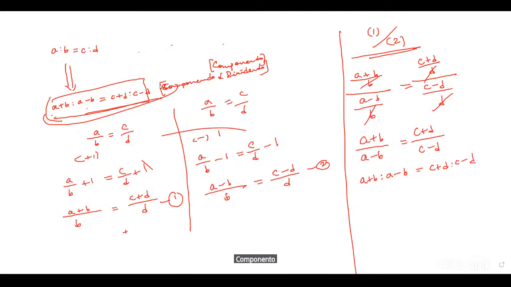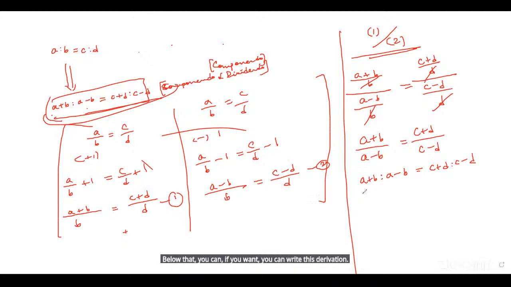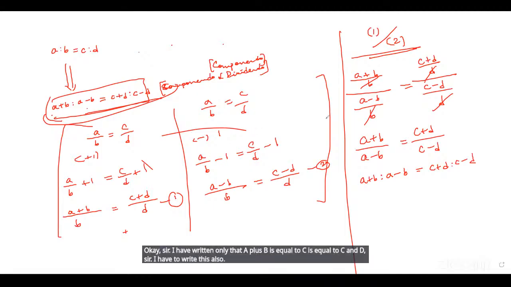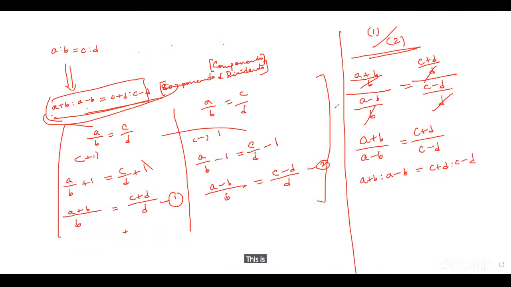Componendo and dividendo. So, sir, both are merged together and it has been done, no, sir. Exactly. Below that, if you want, you can write this derivation. Okay, sir. I have written only that A plus B is equal to C plus D, sir. I have to write this also. This is derivation. If you want, you can write it. Okay, sir. I'm writing it down. One minute, sir.